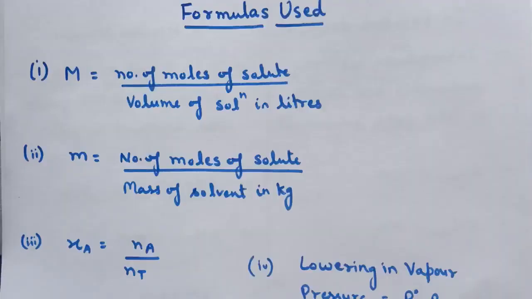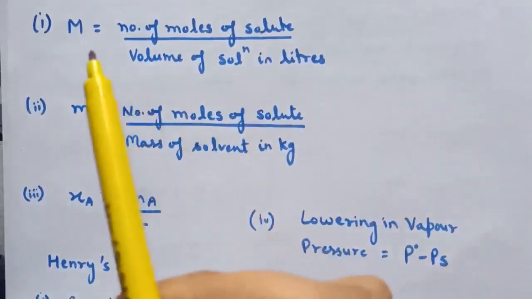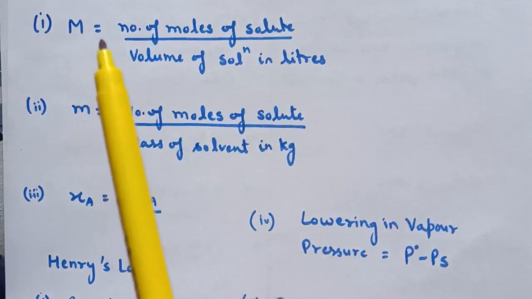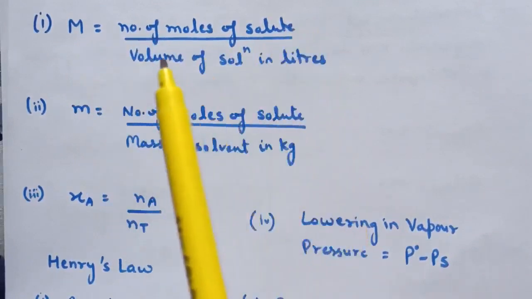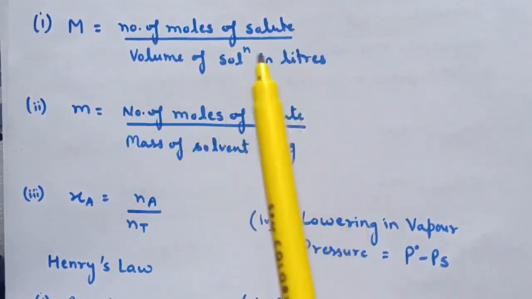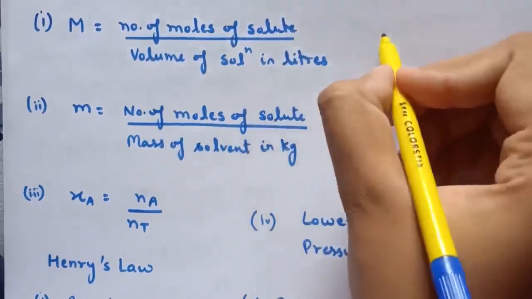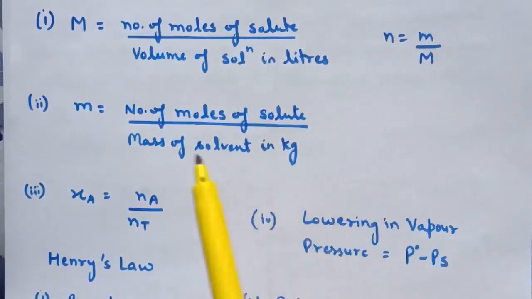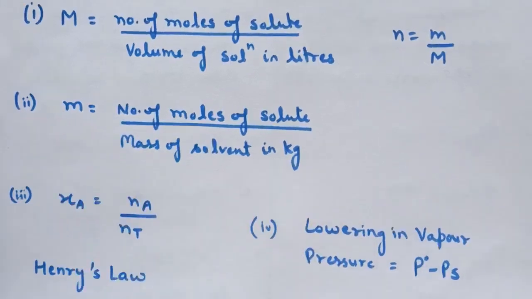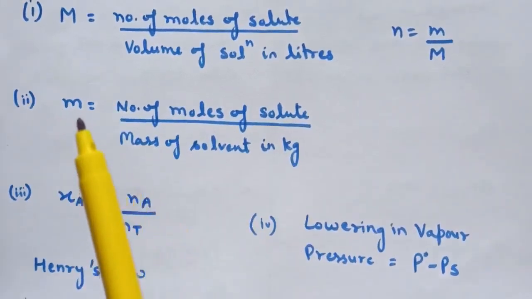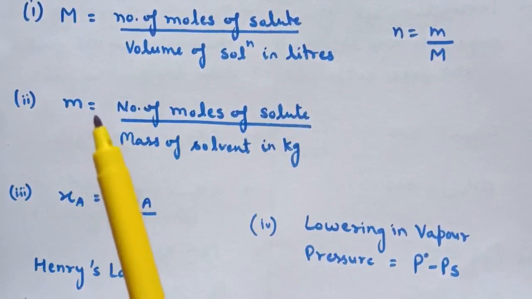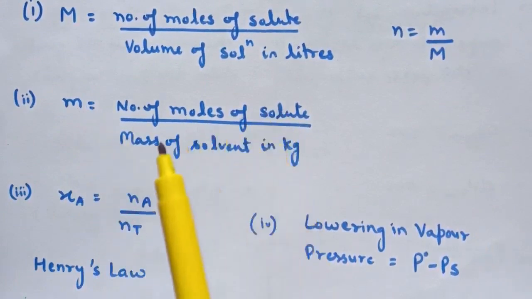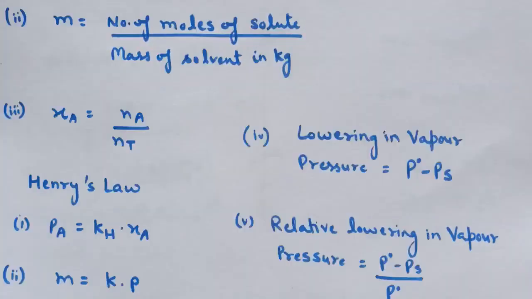So here are some formulas which you will use in numericals. First is for molarity, the symbol is M. The formula is number of moles of solute upon volume of solution in liter, and number of moles is given by mass upon molar mass. Second is for molality. For molality, the symbol is small m and the formula is number of moles of solute upon mass of solvent in kilogram.